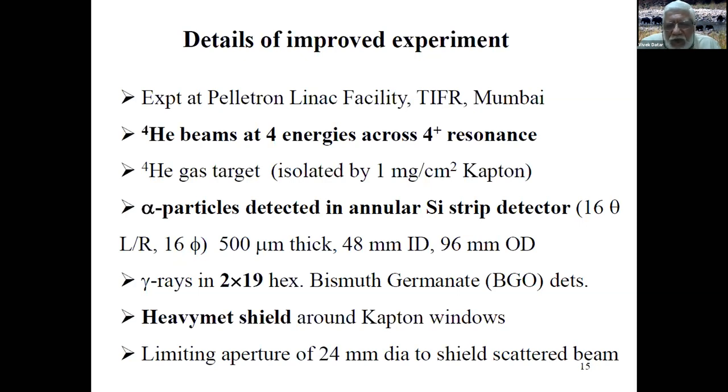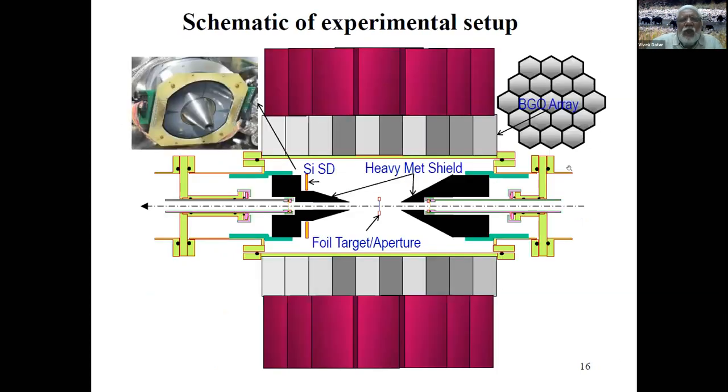Also, we made the limiting aperture somewhat larger because the detectors were placed a little further away to shield the scattering. So this is the schematic of the newer experimental setup. Looks very similar. I mean, there are Kapton windows here and here, but you have this heavy met sheet which shields the 4.4 MeV gamma rays from the PGO crystals.